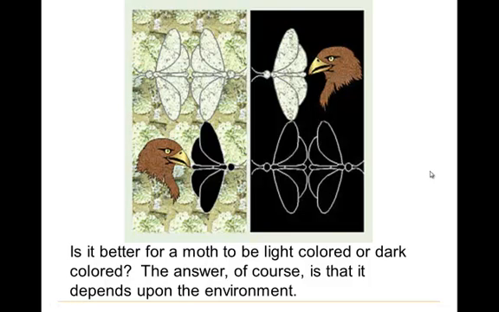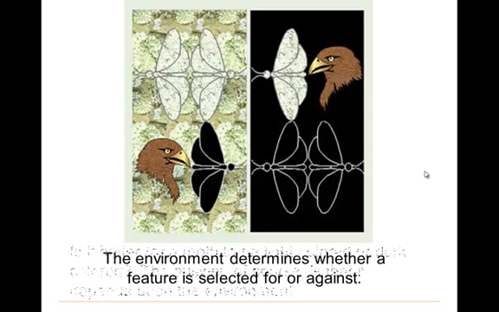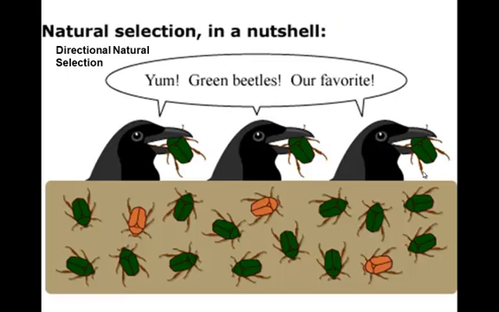It's better to be a dark moth when there are dark resting places, and better to be a light moth when there are light resting places. The environment determines whether a feature is selected for or against. Here, this is simply showing beetle color. If for whatever reason the predators prefer one particular type of prey or can more easily find a particular type of prey, that prey will decrease in the environment, while the other type that is better camouflaged, less obvious, or less preferred by the predator will often increase.